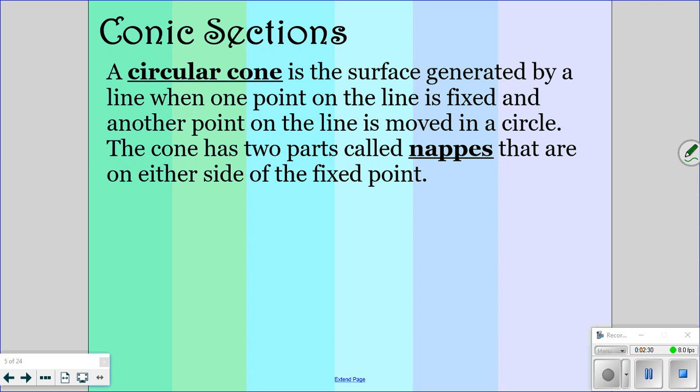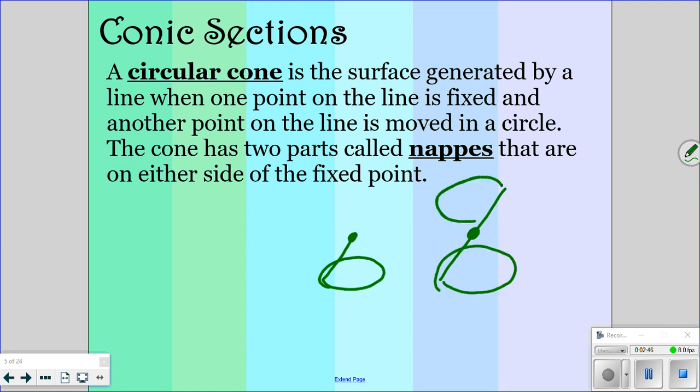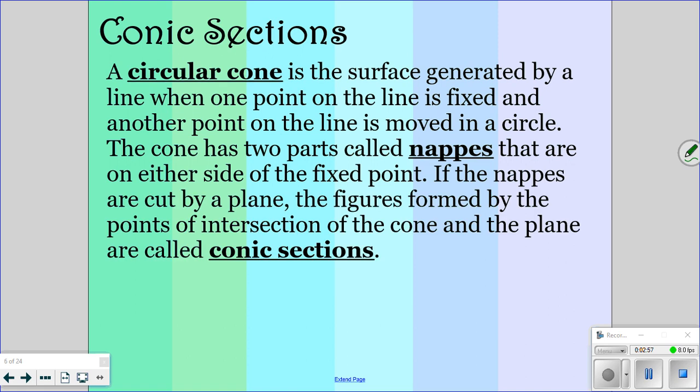The cone is going to have two parts that are called napes that are on either side of the fixed point. So I made one circular cone when I made mine. However, if you take a longer line and you split it in half, when you rotate this one, this top part is also going to rotate. And so it would make two cones on top of each other, kind of like an hourglass, except they come to a point right here. And so if the napes are cut by a plane, the figures that are formed are called your conic sections.